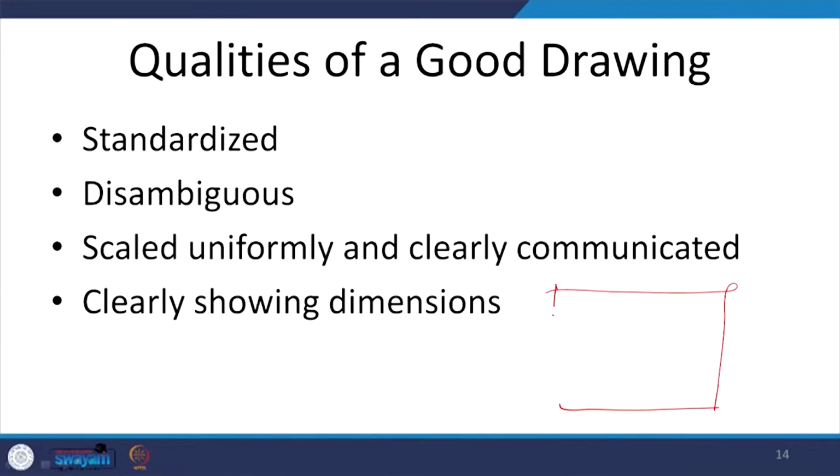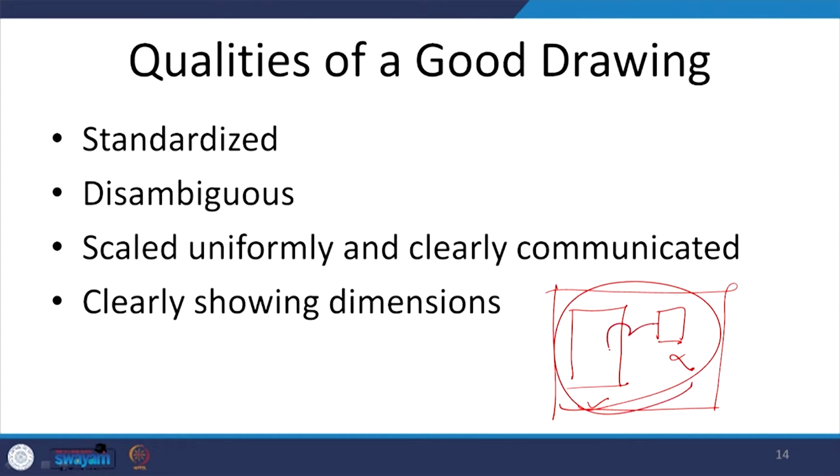Now when I say scaled uniformly, what I mean is we could have a huge drawing. If I have one piece of the drawing here and another piece of the drawing here, it should not have some other scale here and some other scale there. This entire thing has to have the same scale. In case it is a blow up of a smaller part, then the scale has to be specifically mentioned. A different scale will be specifically mentioned here. Otherwise, for the entire drawing, the same scale will be maintained and used.